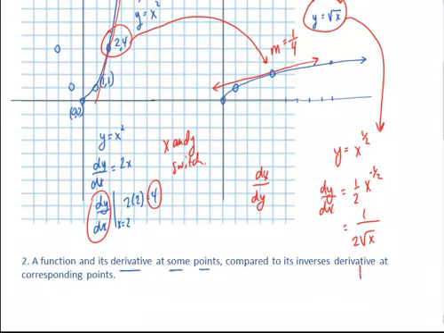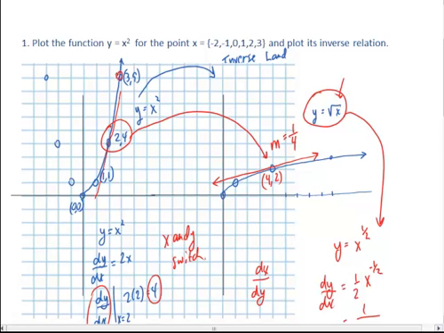So this would be 1 over 2 root x, since this point here is (4, 2), I'm going to plug in a 4, and lo and behold, my slope value is 1/4, exactly what we expected. We can try that again for another point. If we try the slope at (3, 9), what you'll find is that you'll get a slope using our equation of 6.